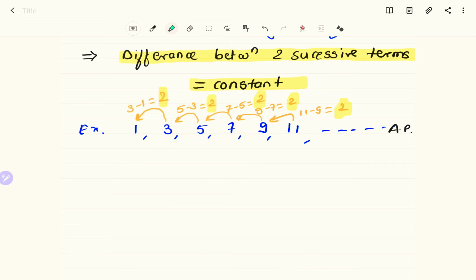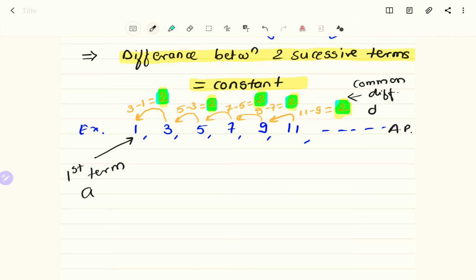There are a few basic things that you have to remember from any sequence. This is nothing but the first term of the sequence. We always name the first term of a sequence as A, and whatever this 2 is, which is coming every time as a difference, is called the common difference. We denote this common difference by D. These are the two basic terminologies you have to remember: the first term is always denoted by A and the common difference by D.